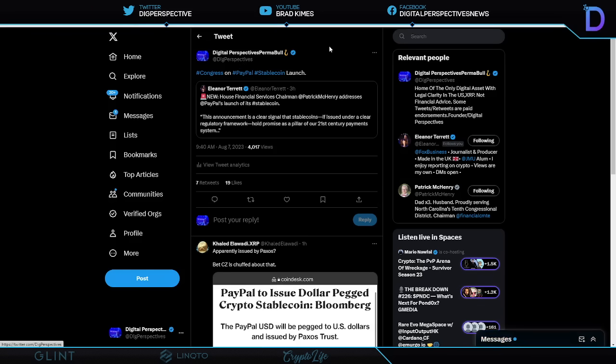Here's the response here from House Financial Services Chairman Patrick McHenry here in the United States, addresses PayPal's launch of its stablecoin. He says, this announcement is a clear signal that stablecoins, if issued under a clear regulatory framework, hold promise as a pillar of our 21st century payment system. That's what we're talking about.